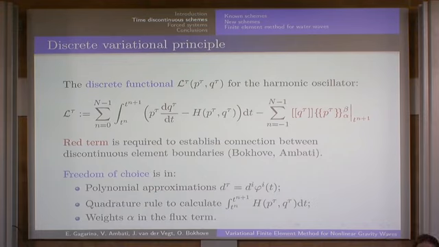And there is some freedom of choice given here. What we can vary are the polynomial expansions, p_τ and q_τ. Also, we can choose the quadrature rule to calculate the integral, because in general it's not possible to calculate it exactly. And also the weights in the flux term, alpha and beta, can be whatever we choose them to be.